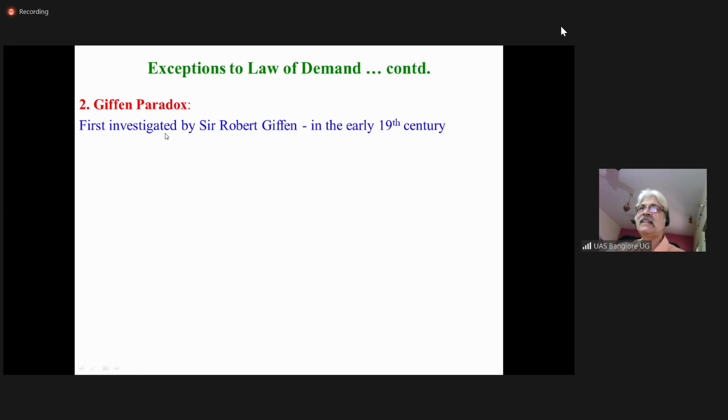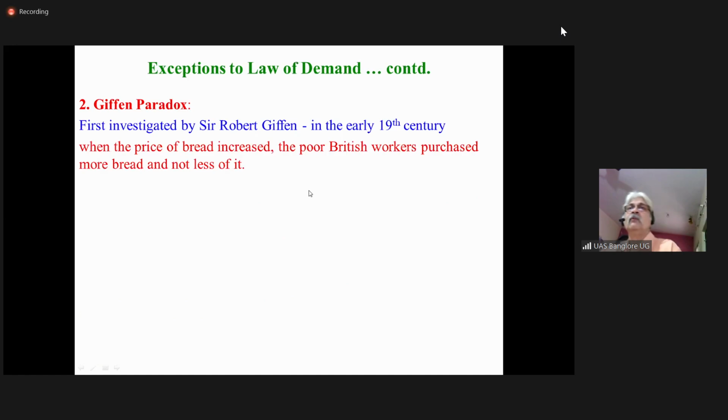And Giffen was the person who observed this, studied this. So it was first investigated by Sir Robert Giffen. Sir is a title given by the Queen of England. Okay, Sir Robert Giffen. In the early 19th century, he studied this. He observed this phenomenon, that is an exception to law of demand. What happened then in the early 19th century was that the price of bread increased. During that period, a few years, the price of bread increased in England. The poor British workers, they purchased more bread and not less of it.